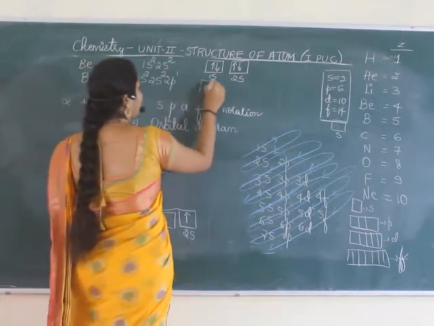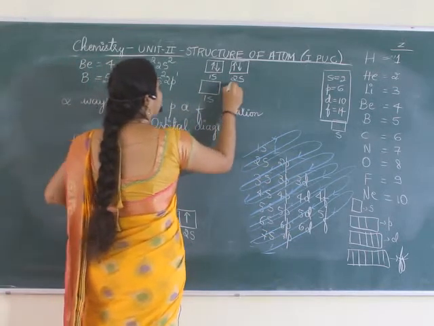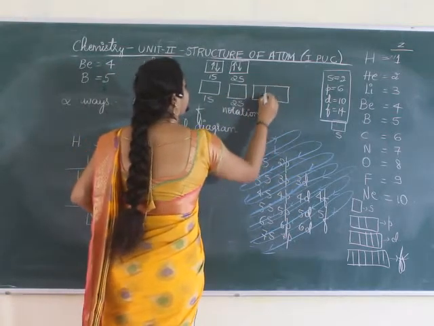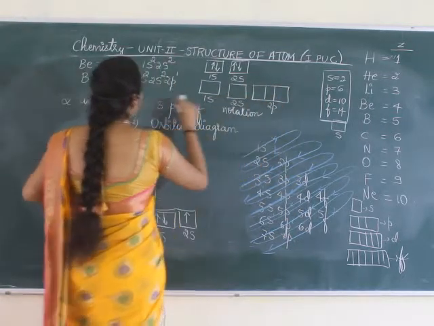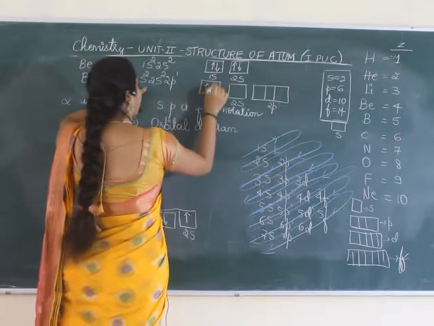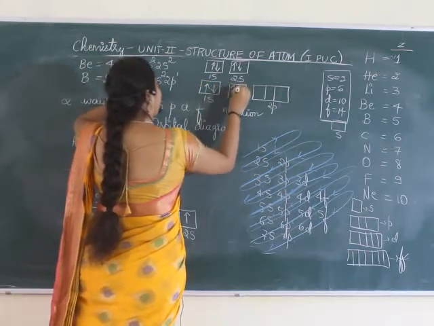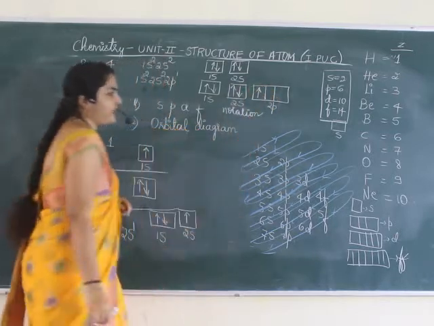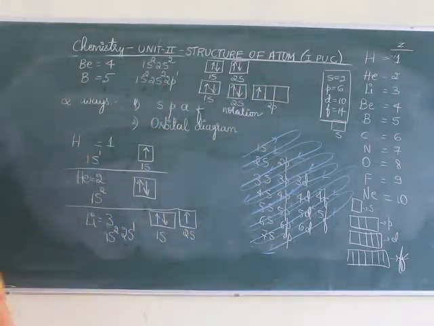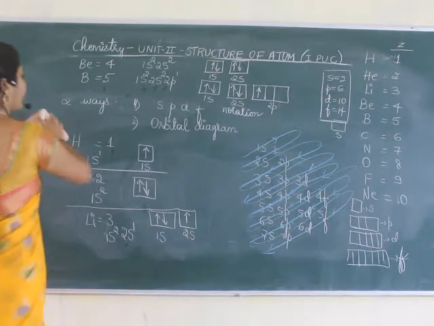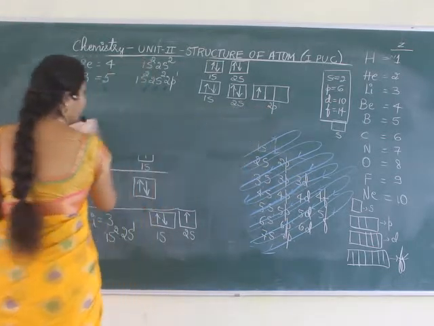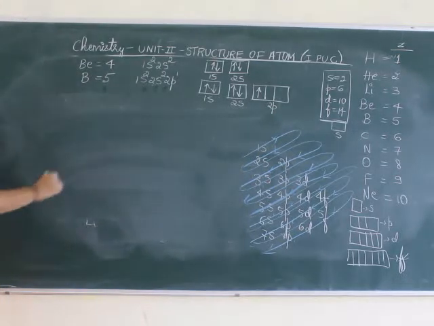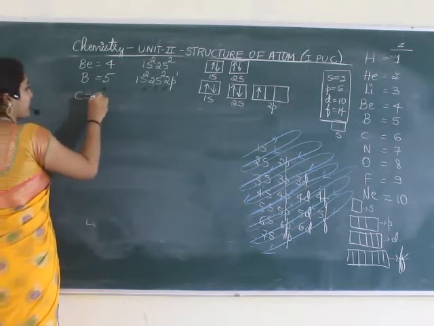Now 2p1. How should I write the orbital diagram? 1s, 2s, 2p means 3 orbitals. So in 1s, 2 electrons, 2s, 2 electrons. In 2p, 1 electron. So 1 electron you will fill this way. Next, after boron, carbon.